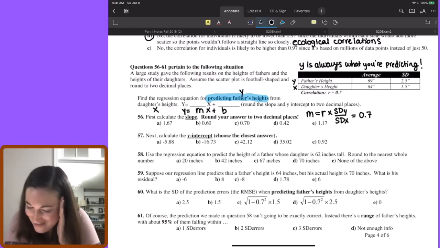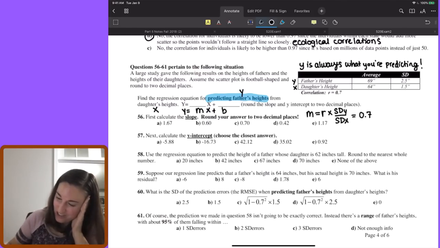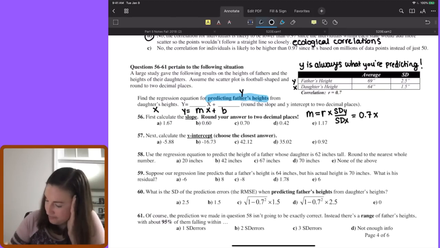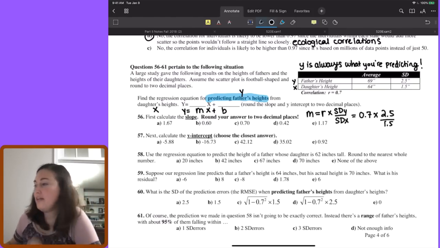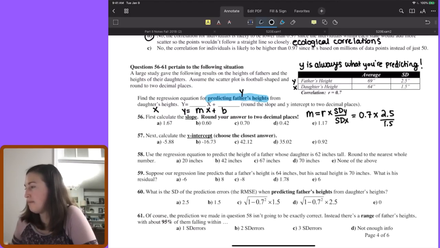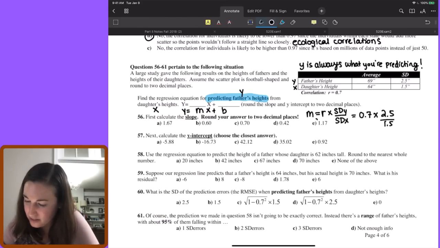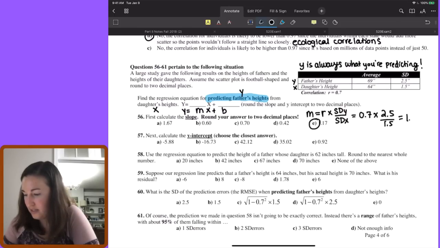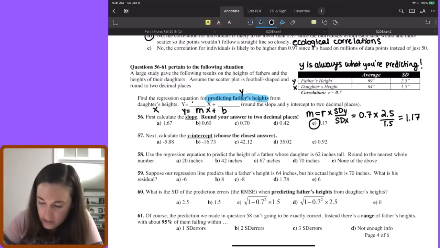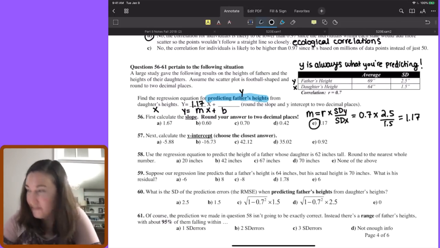All right. Anyway, back to this. So the SD of y is 2.5, right? And the SD of x is 1.5. And then if I do this math, I end up getting, I think it is 1.17. Yeah. So I can plug this in. Slope is 1.17.